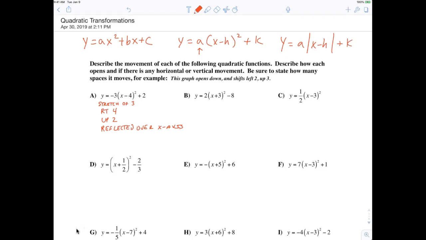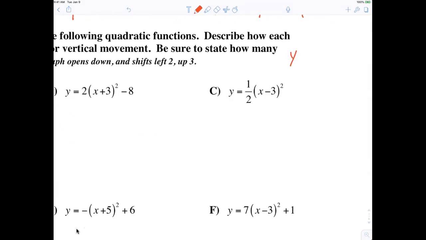So next year you'll be graphing square root. It's the same thing: a square root of x minus h plus k. Everything is the same. You just have to understand what the square root looks like.